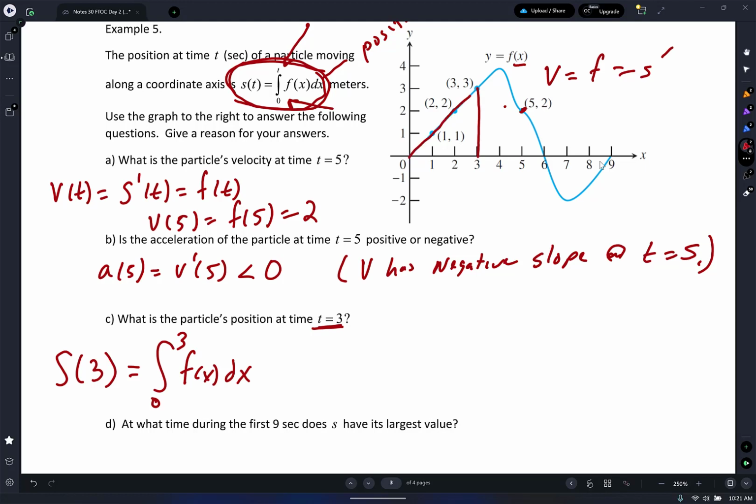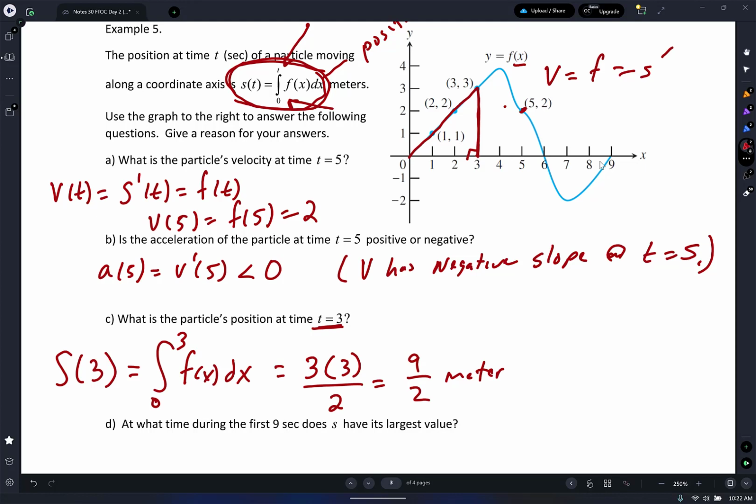Is this a geometric shape that I can find easily? Yes. So let's see. The base is 3. The height is 3. And because it's a triangle, I can divide this by 2. So 9 over 2. You can leave it as 9 over 2 meters, or the meter mark or whatever. Yes, miss.